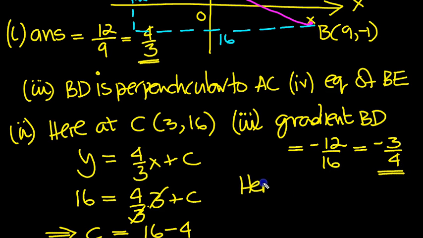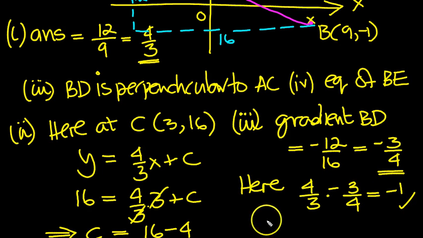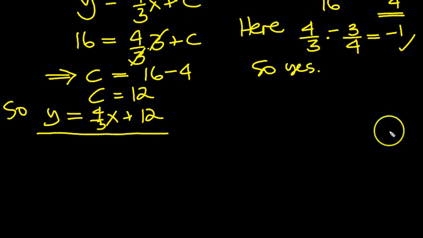So here, 4/3 times minus 3/4. The gradient of the line AC and the gradient of the line BD, multiply them together, we should get minus 1. So yes, these are perpendicular. Part 4 then, so let's do that here.